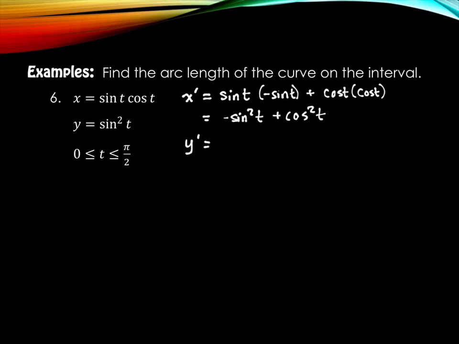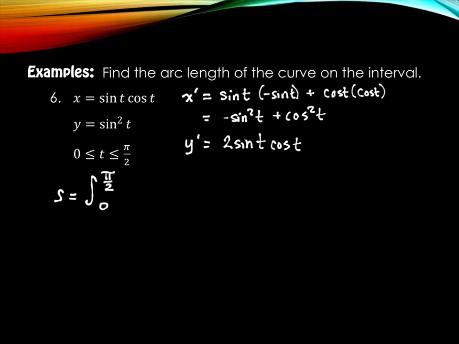We need the derivative. So what is the derivative of sine squared of t? 2 sine t cosine t. Mm-hmm. And what property are we using for that one? Chain rule. That one's a chain rule one. Excellent. All right, so to find arc length, we're going to do the integral. It tells us our interval for t. It goes from 0 to pi over 2.